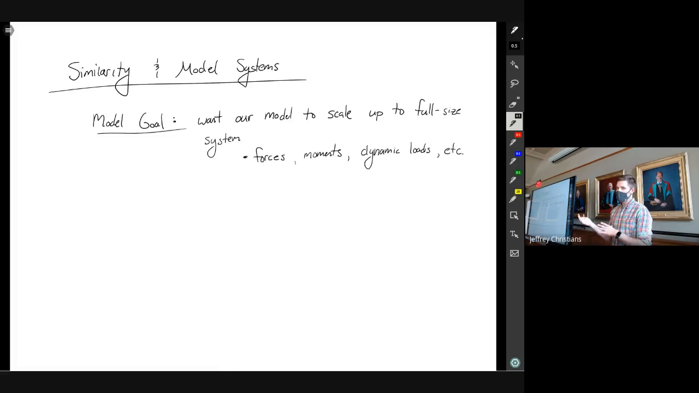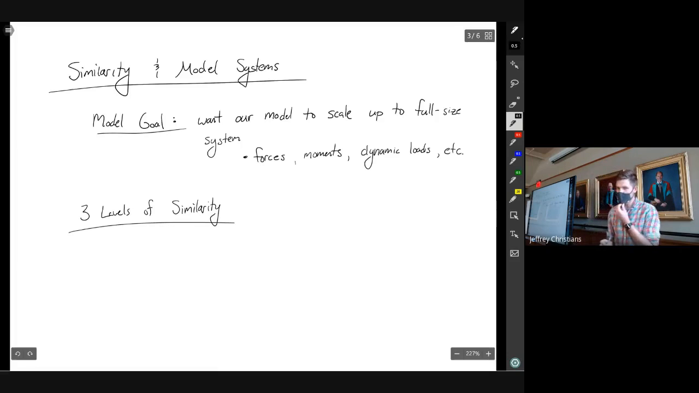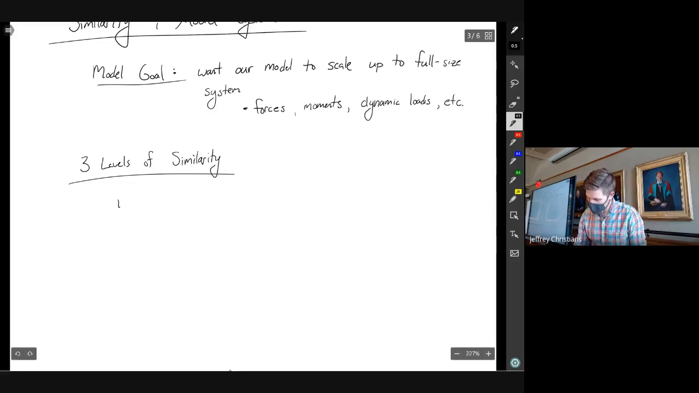To do this, we need 3 levels of similarity. And the first 2 are kind of the obvious ones, and the last one is the hardest one to get. Not always. Number one is actually sometimes pretty hard. The first thing is geometric similarity.